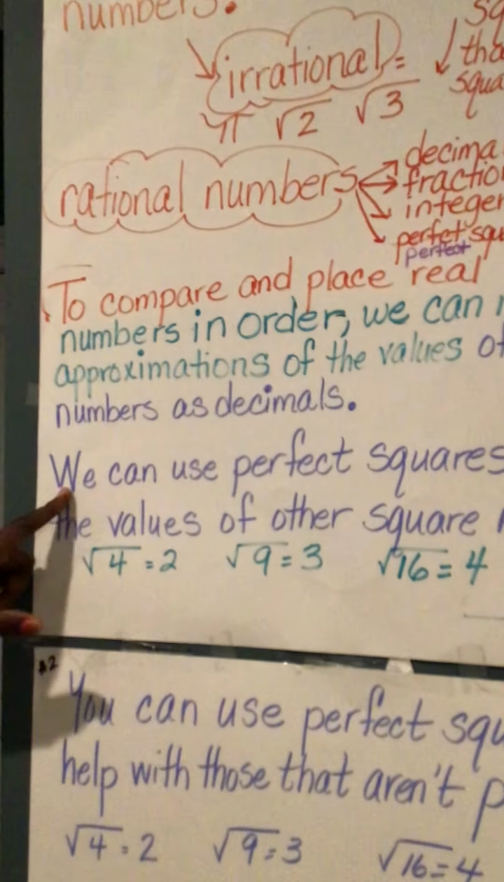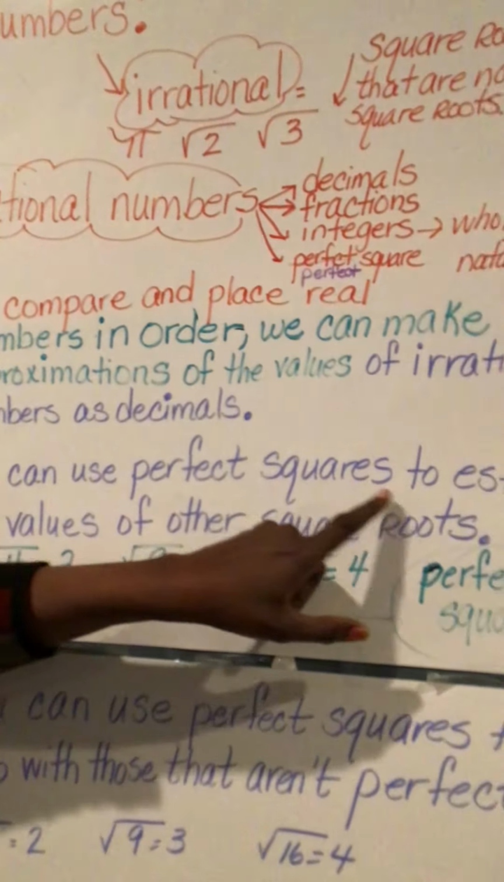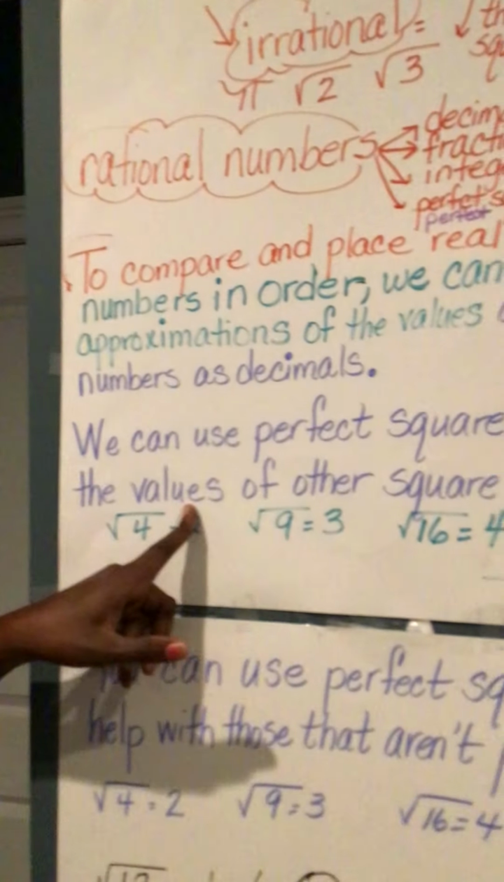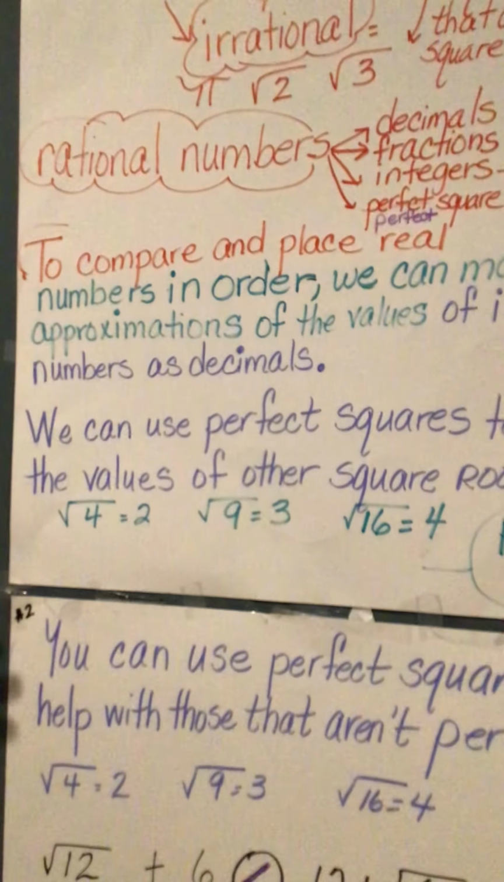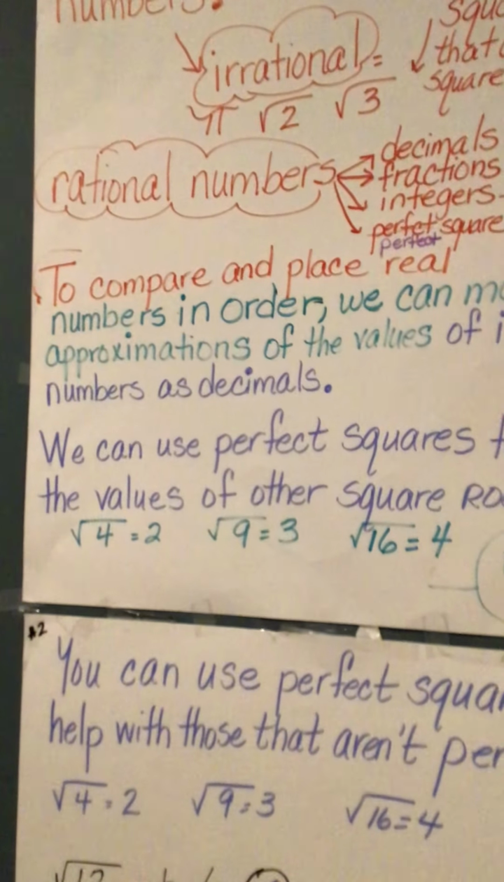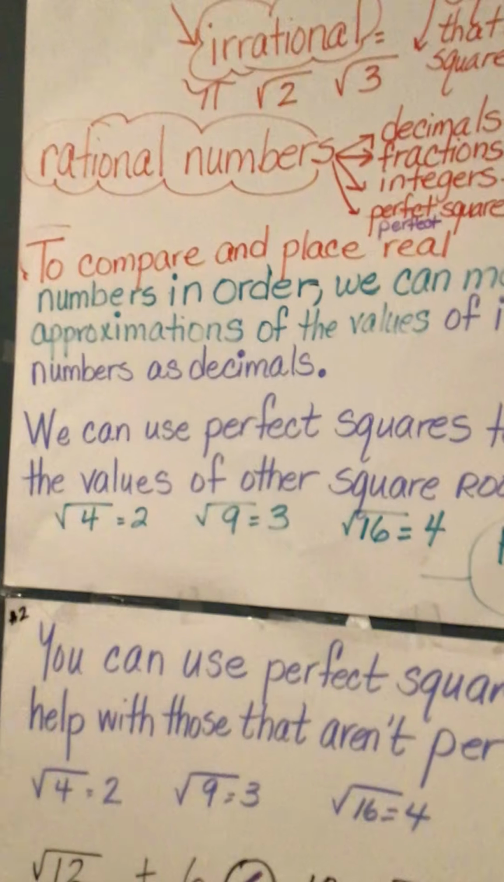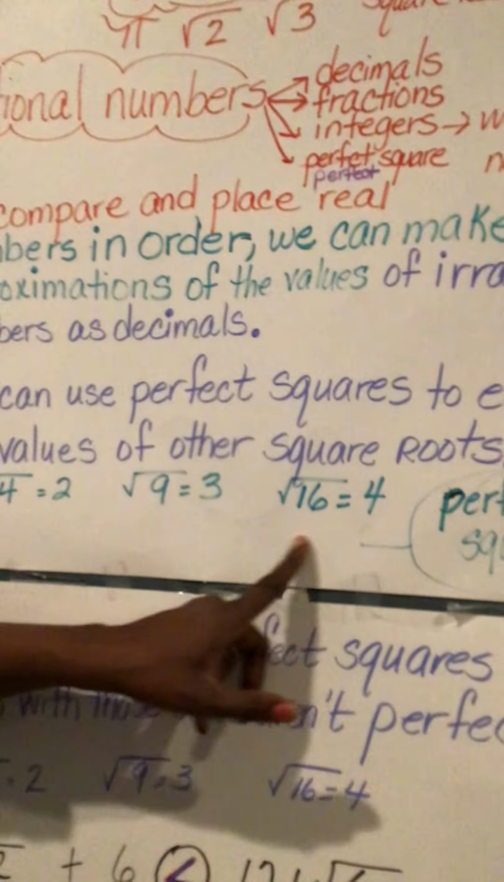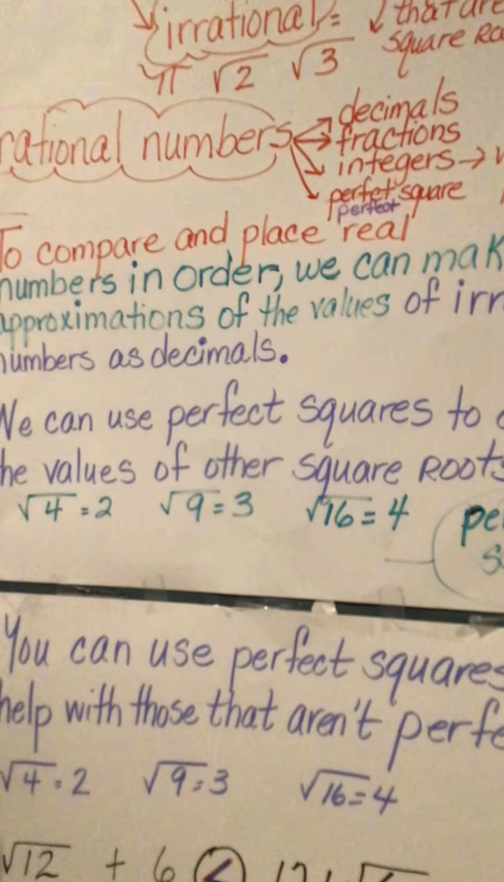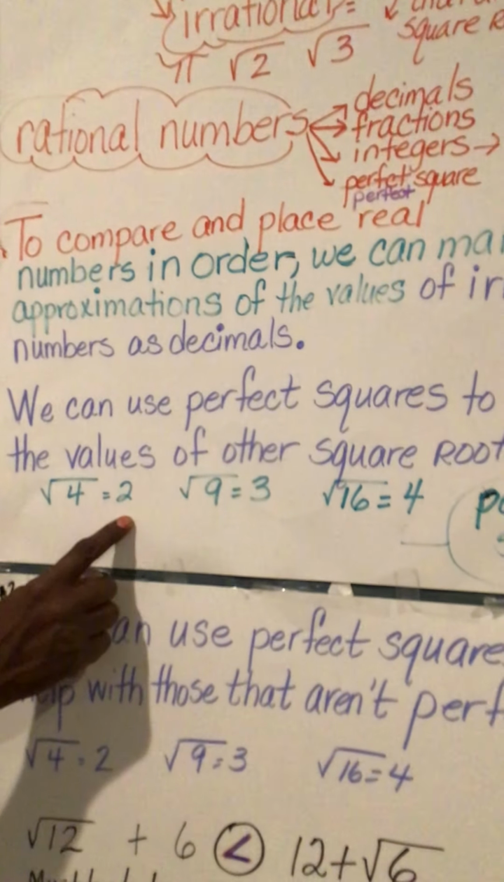Now, we can use perfect squares to estimate the values of other square roots. So when we come to a square root that does not have a perfect square, then we've got to estimate. But guess what? All of these are perfect squares right here. Every one of these are perfect squares. You should have a list of perfect squares.